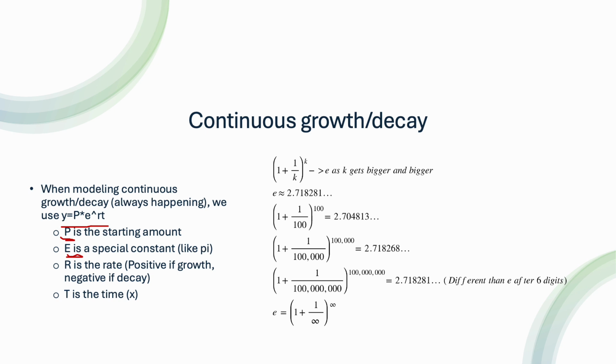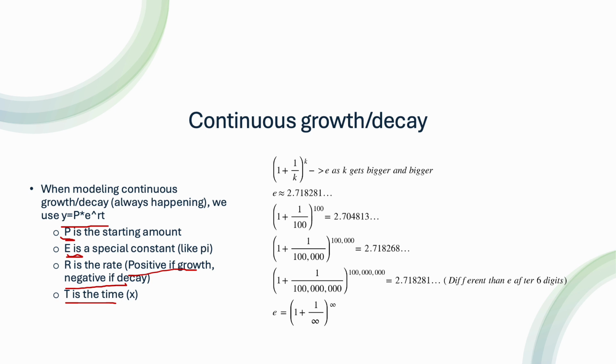r is going to be the rate again. And if it's positive, it's going to be growth. If it's negative, it's going to be decay. And then t is going to be the time, or x. And so what is e? I just talked about that. But what does that mean? I said it was like pi.